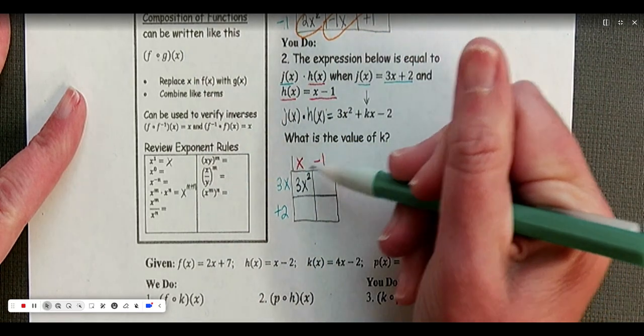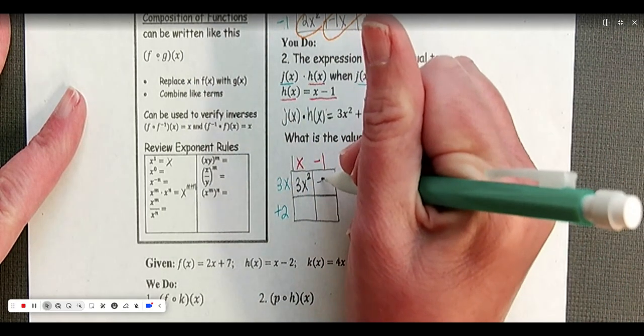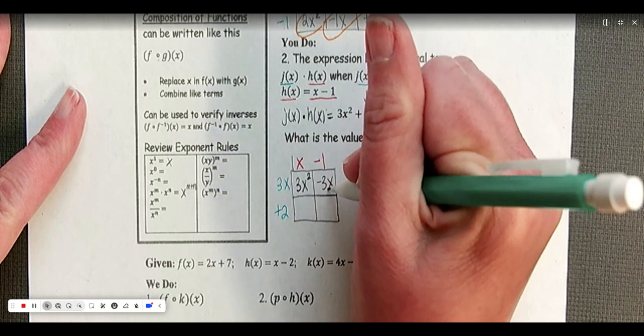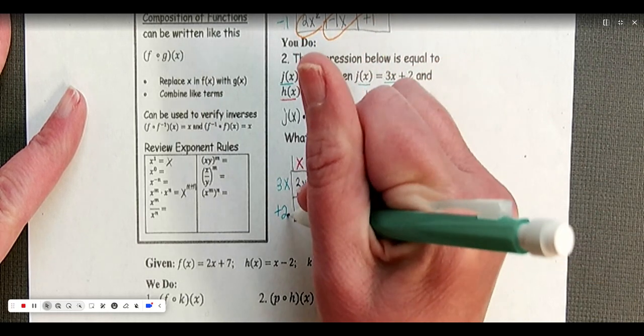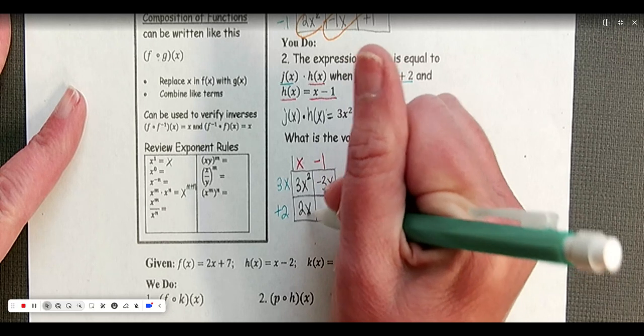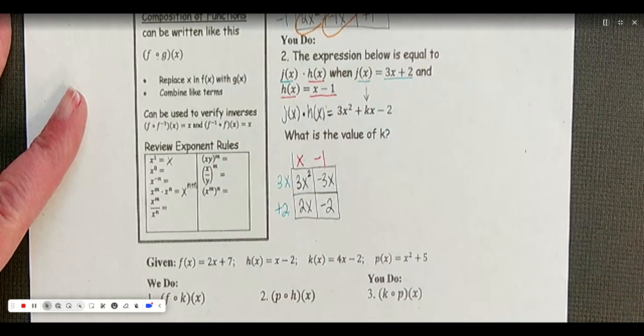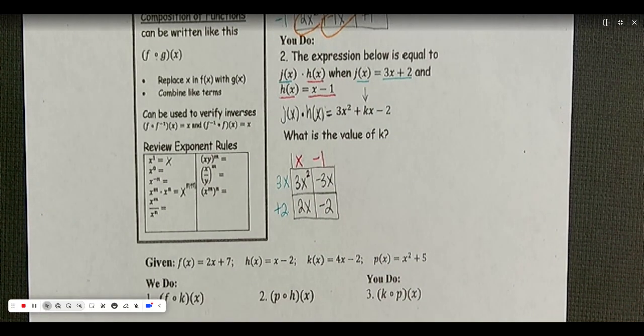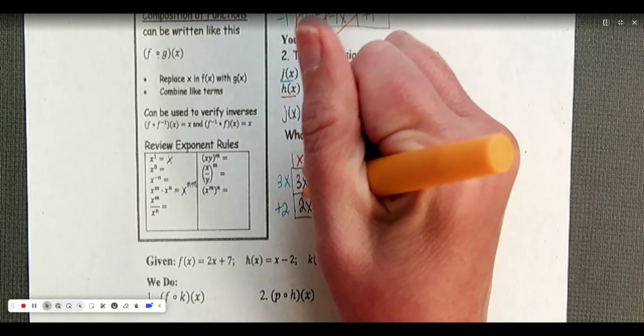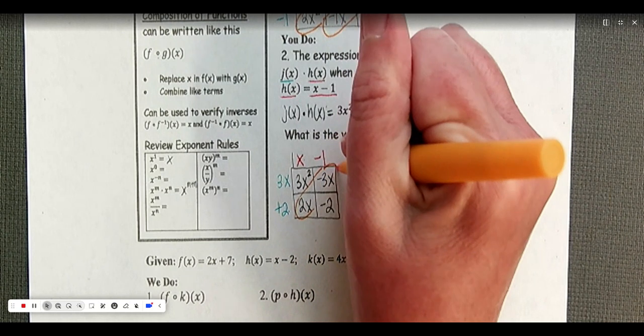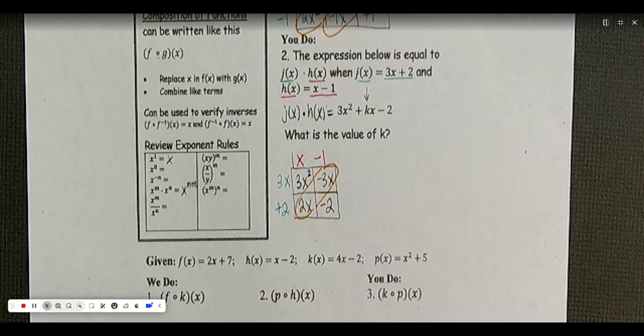In this box, negative 1 times 3 is negative 3. And then I have that single x. 1x times 2 is going to be 2x. And then I have negative 1 times positive 2, which is negative 2. And then I'm going to look in my box for my terms that should be like terms on the diagonal. And then I'm going to write my answer.